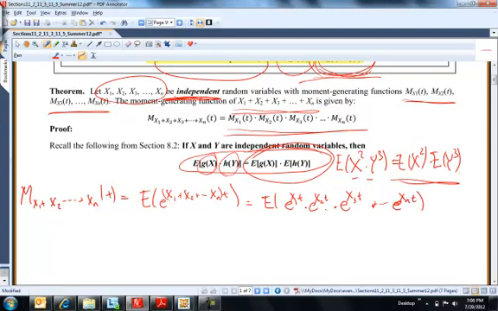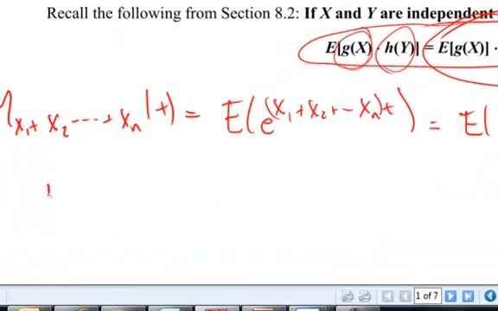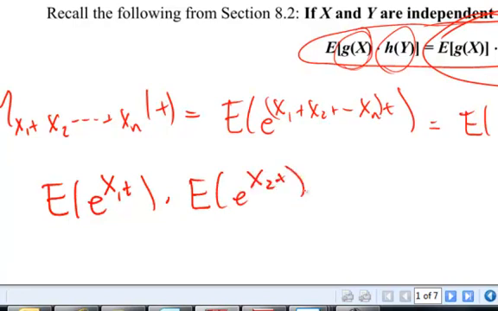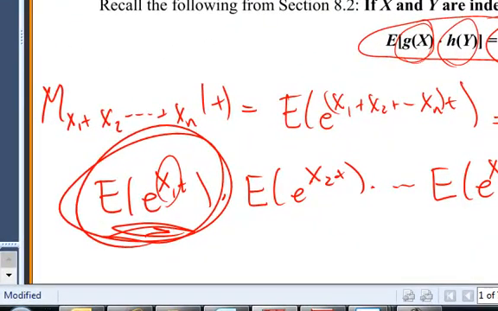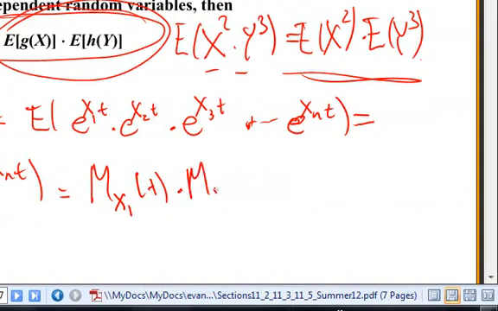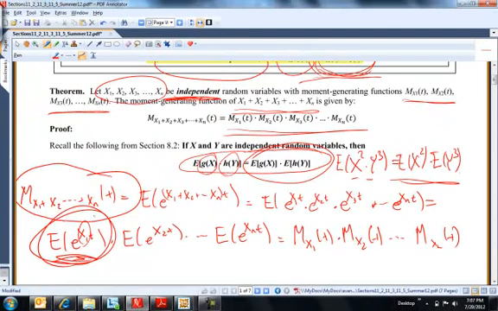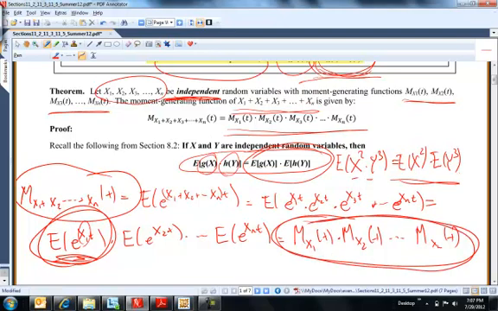Now I'm going to use that property. Since X1, X2, X3 up to Xn are independent, I can rewrite this as a product of the expected value of e to the X1 t times the expected value of e to the X2 t, times ..., times the expected value of e to the Xn t. But this is just the definition of the moment generating function of X1. So this is M_X1 of t times M_X2 of t, all the way times M_Xn of t. So the moment generating function of the sum is the product of the moment generating functions. And then hopefully when we put this together, because every random variable has a unique moment generating function, maybe we see this as a unique one, and we can go backwards and say what random variable that is.